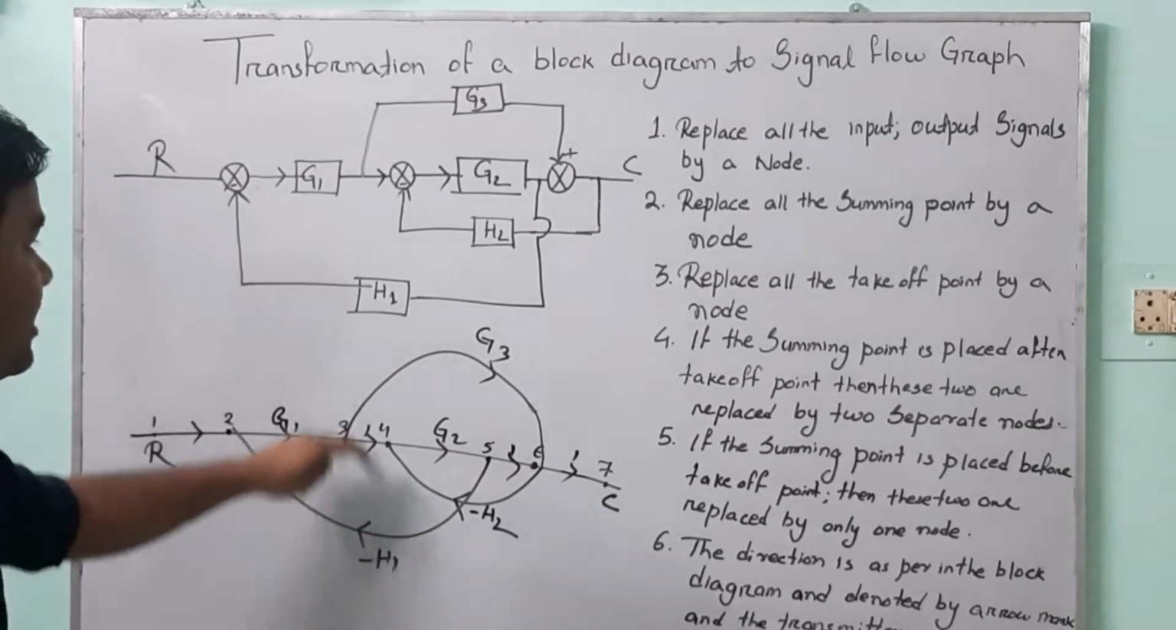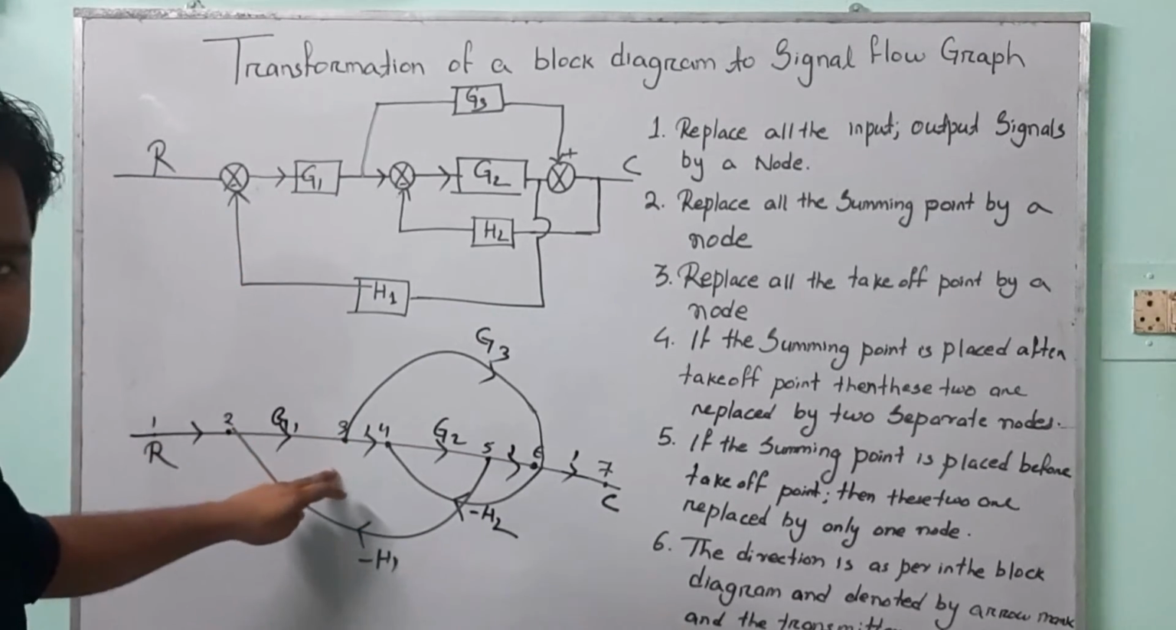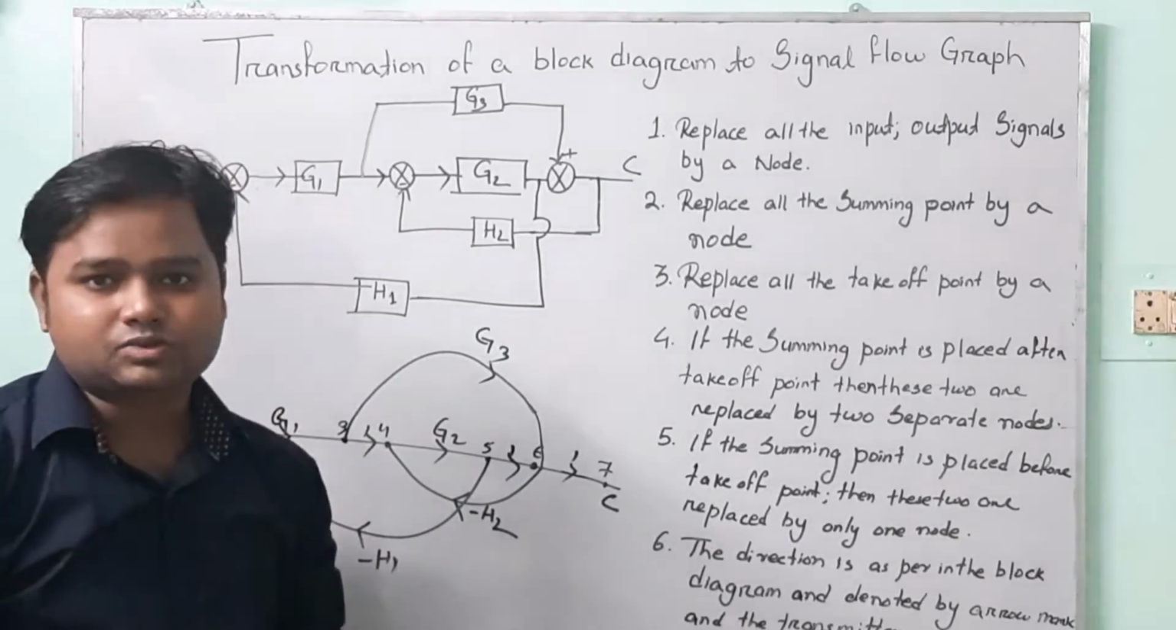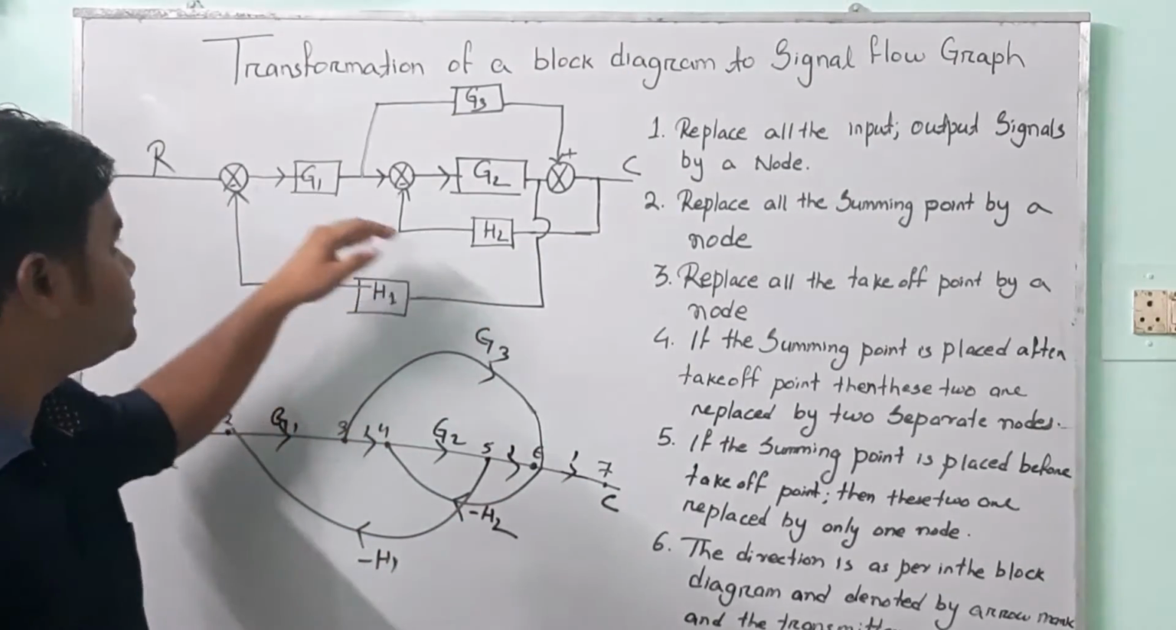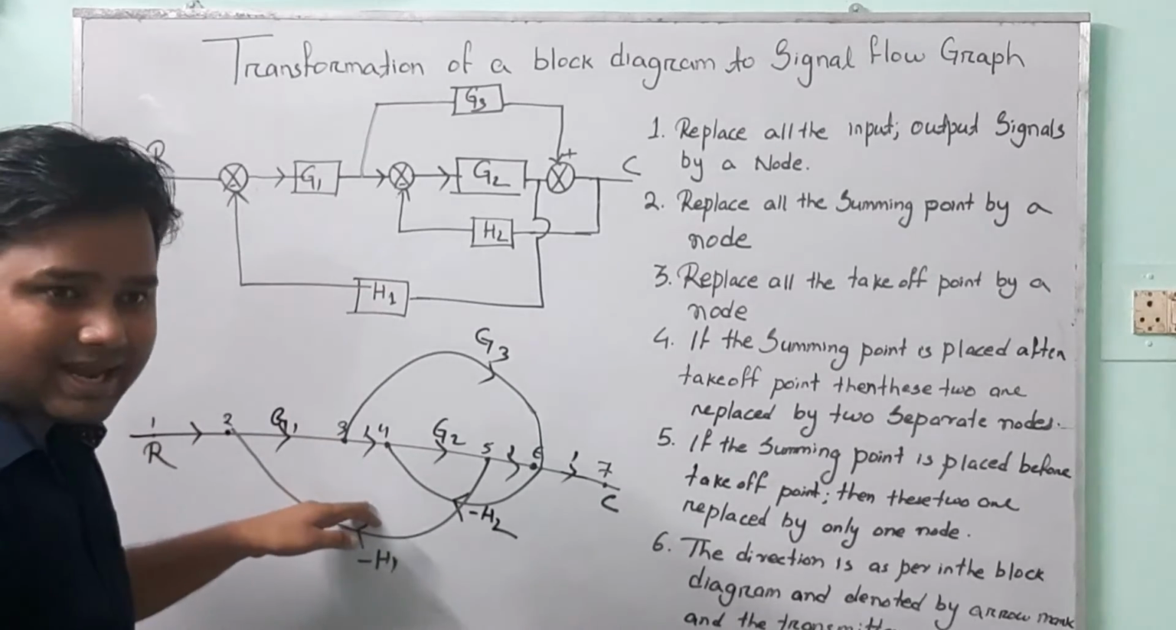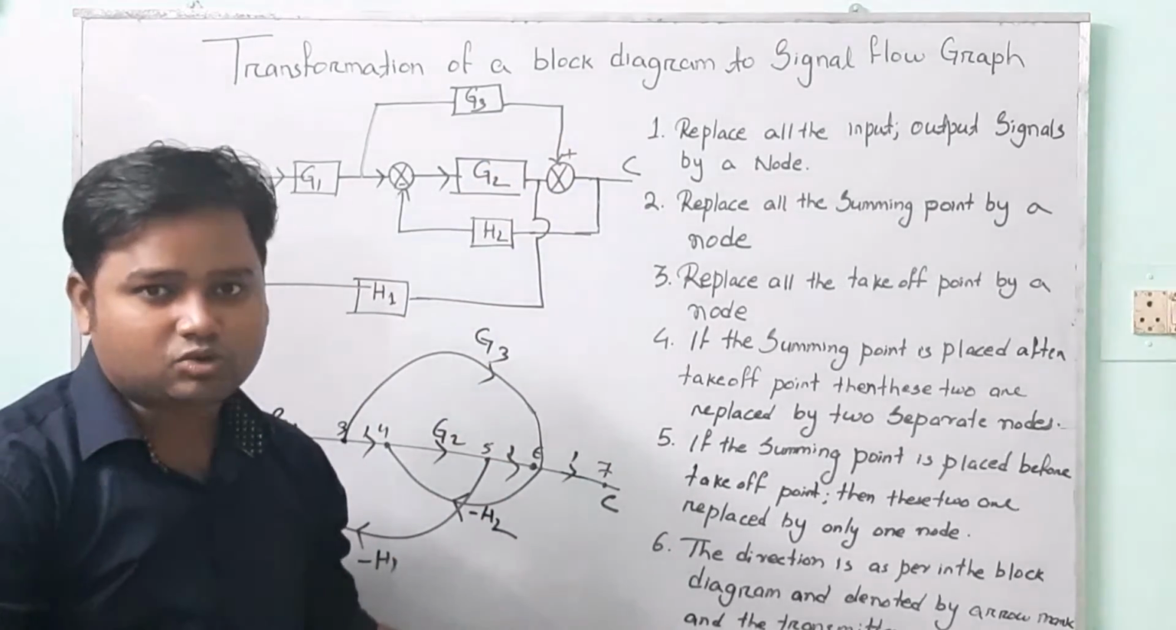Now we have converted this block diagram into the signal flow graph. In today's class, we have studied the transformation of a block diagram into the signal flow graph by these 6 rules. Thank you.